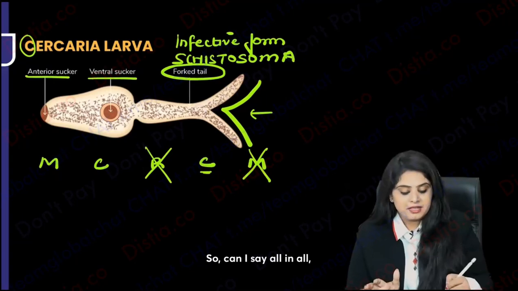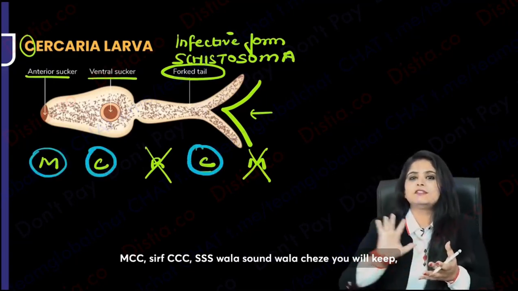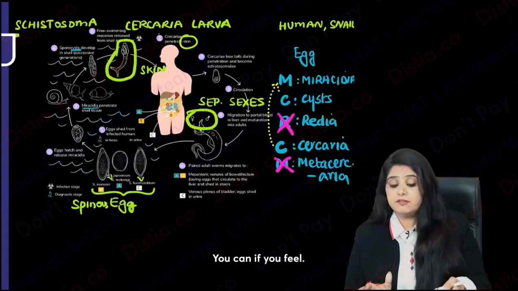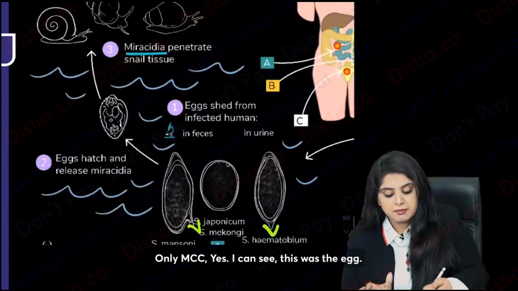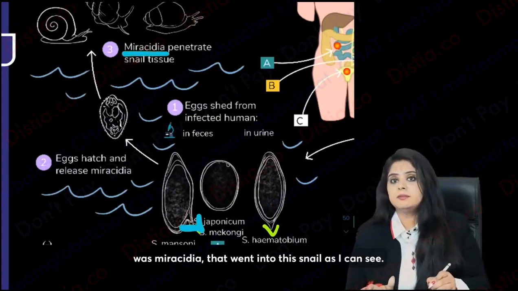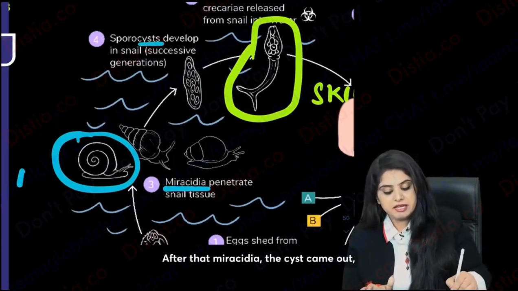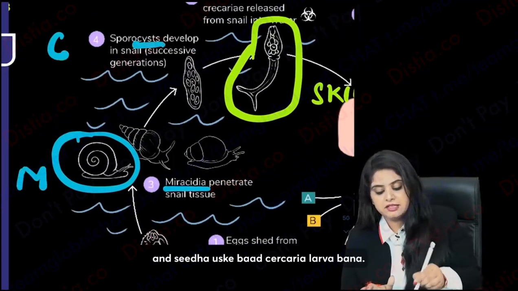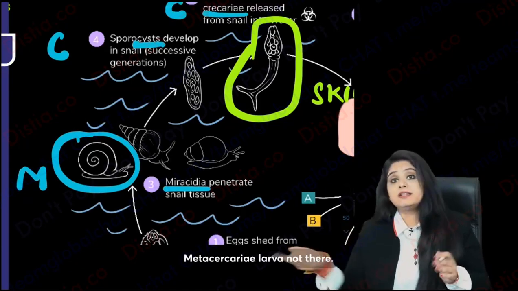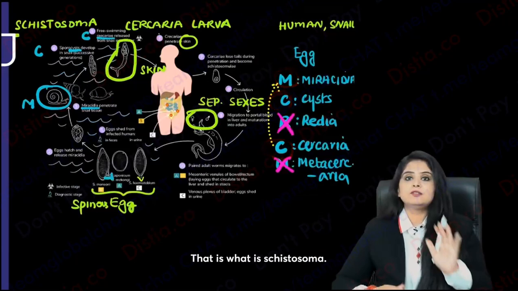So can I say, all in all, only MCC, the sound-alike S things you will keep, and that is schistosoma. And if you feel only MCC, yes, I can see, ma'am, this was the egg. From the egg, the first thing that came out was Miracidia that went into this snail, as I can see. After that Miracidia, the cyst came out, and directly after that Cercaria larva was formed. Radia is not there, Metacercaria larva not there. So like I said, only MCC will be there. That is schistosoma.